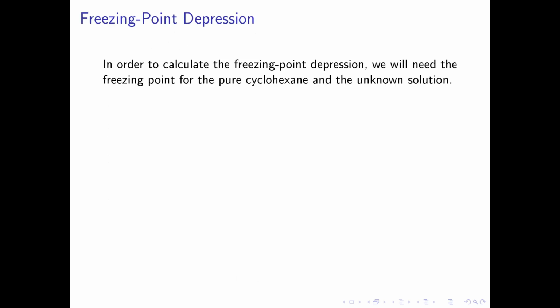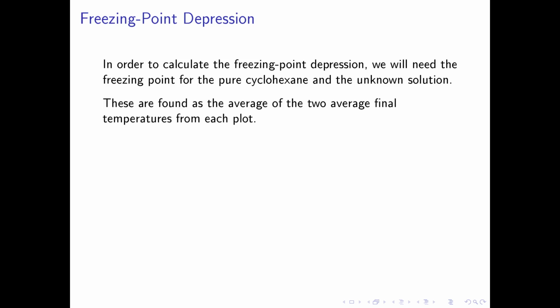We are now ready to calculate the freezing point depression. In order to do this, we need the freezing points for both the pure cyclohexane and the unknown solution. These values are found as the average of the 2 average final temperatures from each plot, those that were indicated by the horizontal lines.